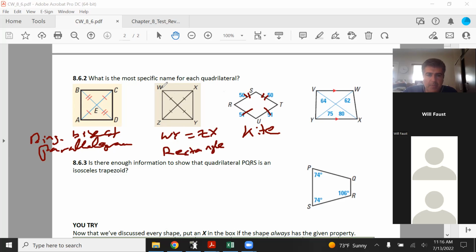And it's more than a parallelogram. And also, again, you have one marking, one marking, one marking, one marking. So WX has to equal ZX, or has to be congruent. Here, yeah, that's just a trapezoid, because you have one pair of parallel sides.